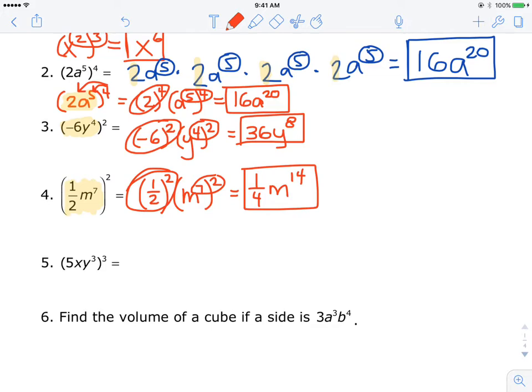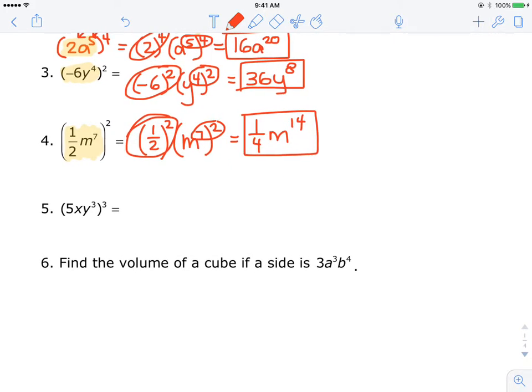Okay. In problem 5, they're doing something a little bit different because they have an extra variable in here. They've got x and they've got y. But again, every single variable and coefficient, all of it is getting to be to the power of 3. So the 5 we're putting to the power of 3. The x we're putting to the power of 3. And the y cubed we're putting to the power of 3. All right. This is something our calculator can do for us, or some of you might know off the top of your head. 5 to the 3rd power is 5 times 5 times 5, which is 125.